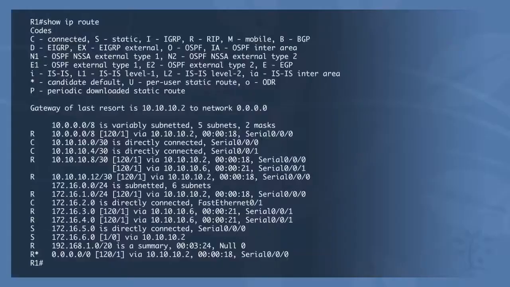Load balancing. Routers place the best path with the lowest metric or lowest cost in the routing table. When a router has multiple paths to the same destination with the lowest cost, it will place both in the routing table and load balance between them. An example of load balancing is that R1 has two paths to the 10.10.10.8 network. As shown, it can send packets to the 10.10.10.2 and to the 10.10.10.6. And if you notice, this is the only route within this routing table that has two paths to it.